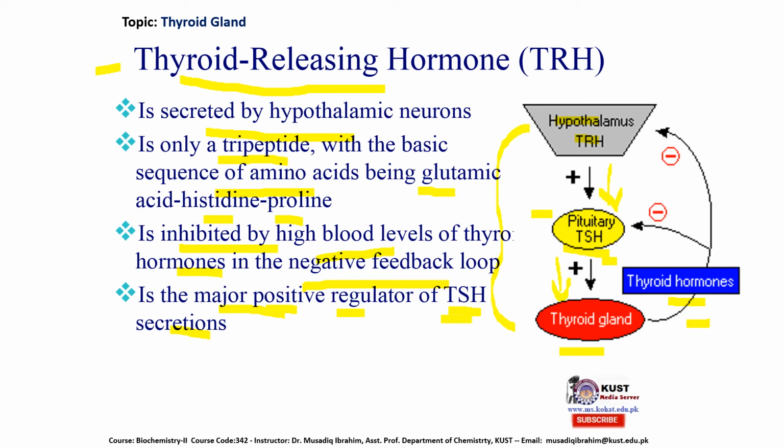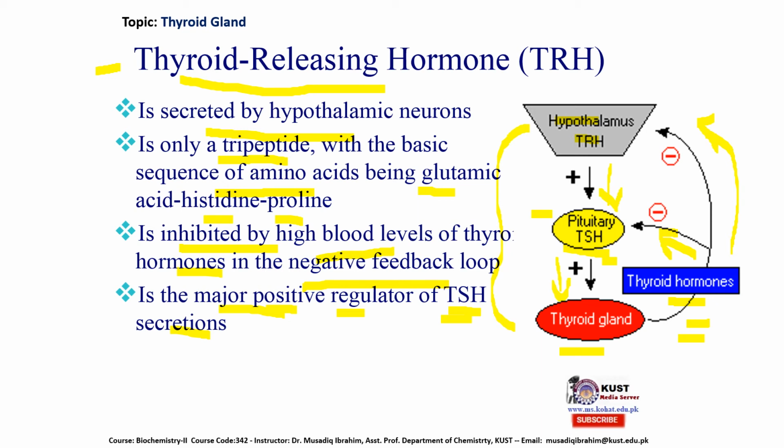But when there is an adequate amount of thyroid hormones present in the human body tissues, then there is a negative feedback loop which is originating and performed by the thyroid hormones, that is T4 and T3.